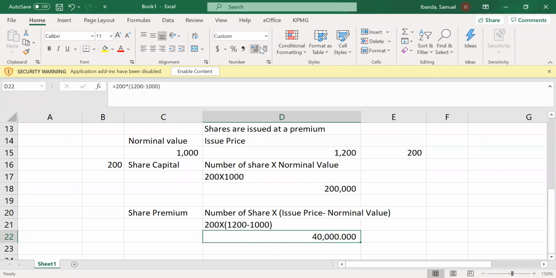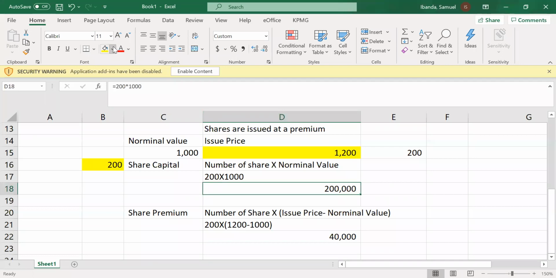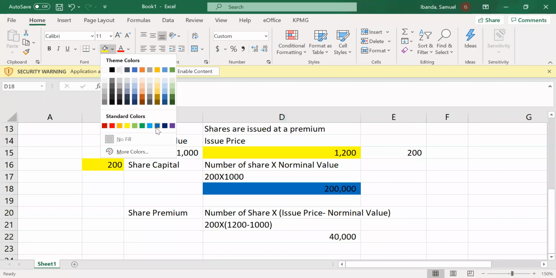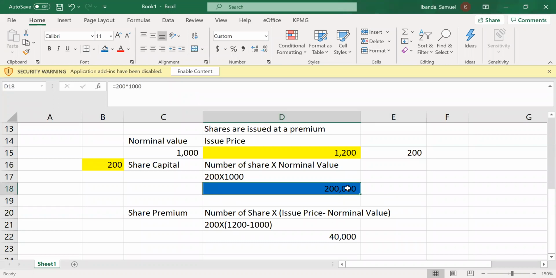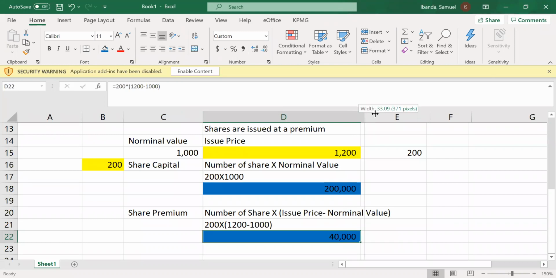40. So you get to realize that when companies issue, for example, 200 shares at 1,200, they're actually going to make 240,000. But as you can see, the 240,000 is distributed in two versions. We have a portion that relates to your share capital, and then we have a portion that relates to our share premium.